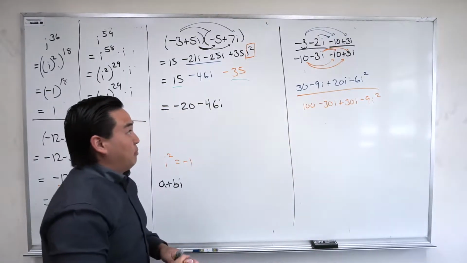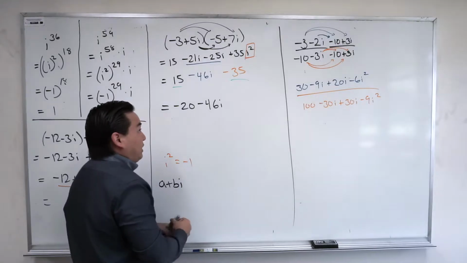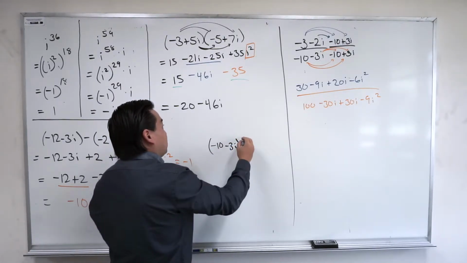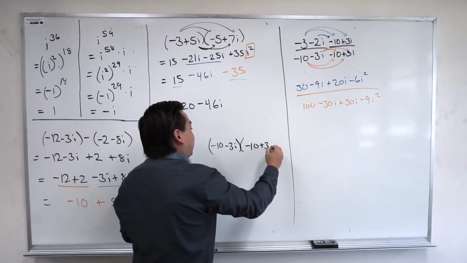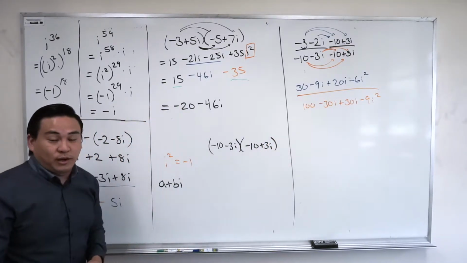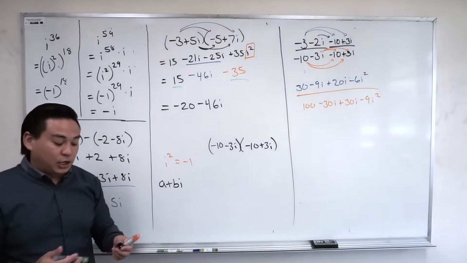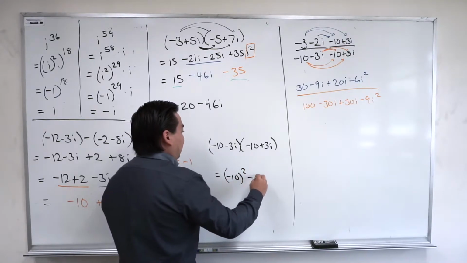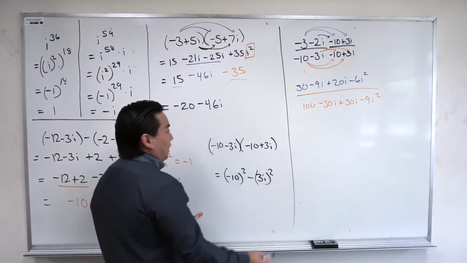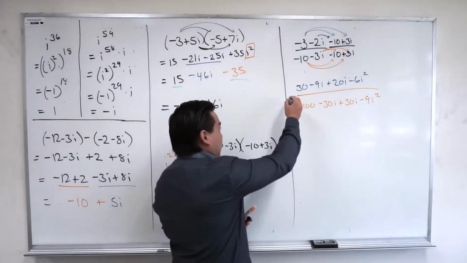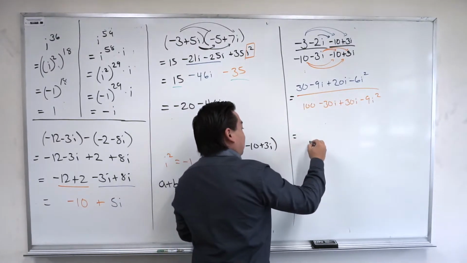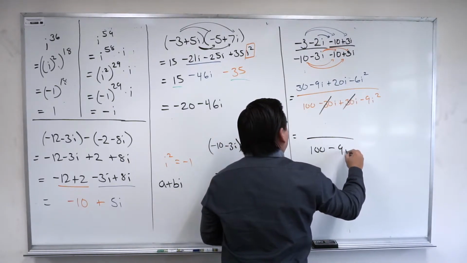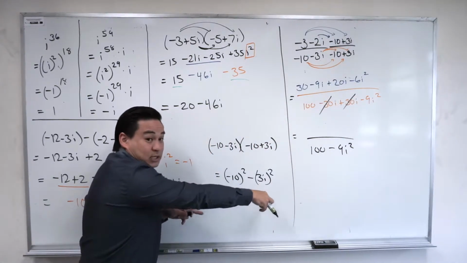Now, if you want, remember, what we really have there is negative 10 minus 3i times negative 10 plus 3i. So that's a difference of squares, right? And we've already done that based on the conjugate, that this is going to be negative 10 all squared minus 3i all squared. And what you can see here is that we'll get the same thing, right? Because the bottom is going to be 100, these cancel, minus 9i squared, which is 100 minus 9i squared.